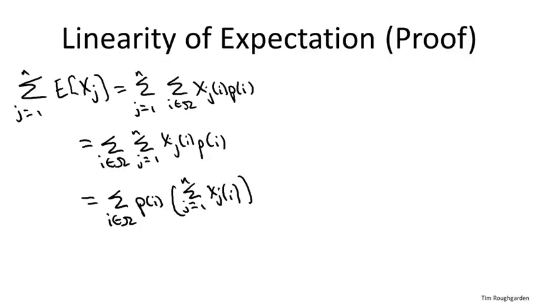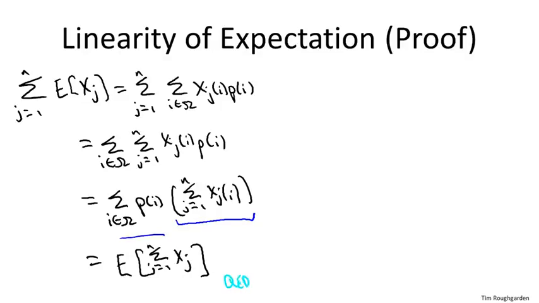So inside the parentheses, we simply have the value of the sum of the xj's on the outcome i, and then over here we're just averaging the sum of the xj's with respect to the probabilities, the p_i's. So this is just the definition of the expectation of the sum of the random variables. So that's it. So linearity of expectation is really just a reversal of the double sums.